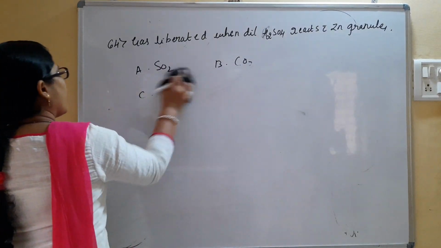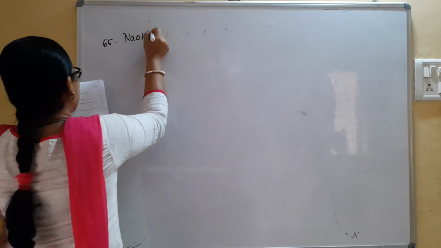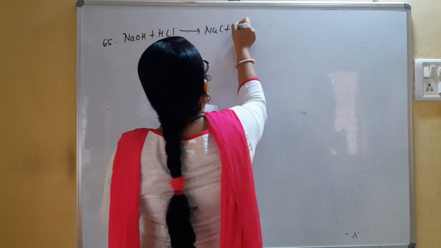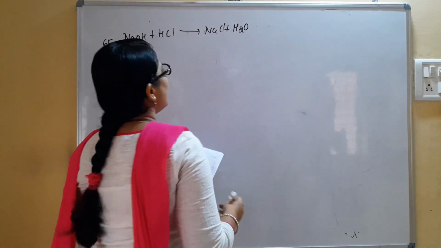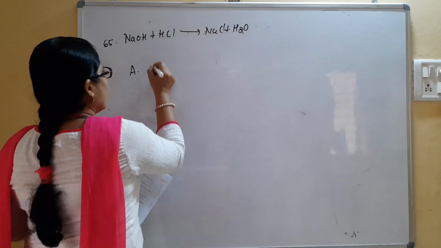Next question. 65th question. So question is given: NaOH plus HCl gives NaCl plus H2O. NaCl plus H2O is formed. So what type of reaction it is, they are asking?